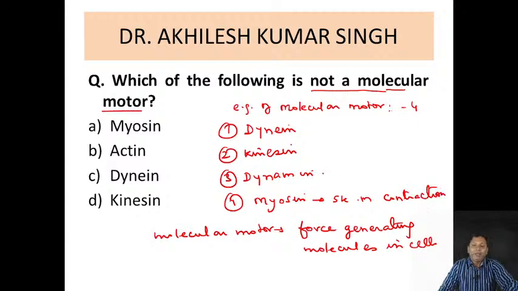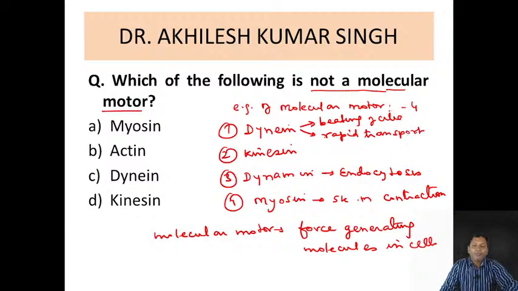Dynamin is involved in endocytosis. Dynein will help in the beating of cilia, and it will also help in the rapid transport of molecules in the cell. Kinesin will also help in rapid transport of molecules in the cell. So this is the meaning of molecular motor.